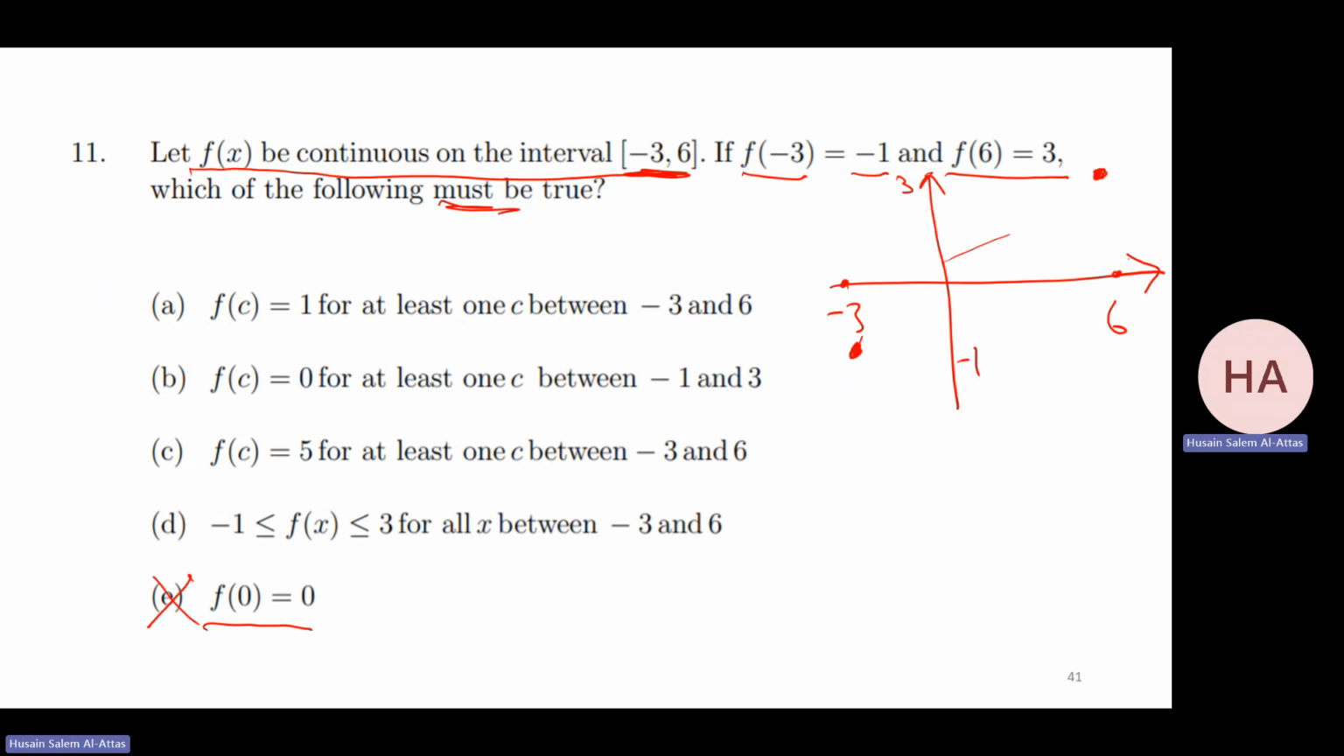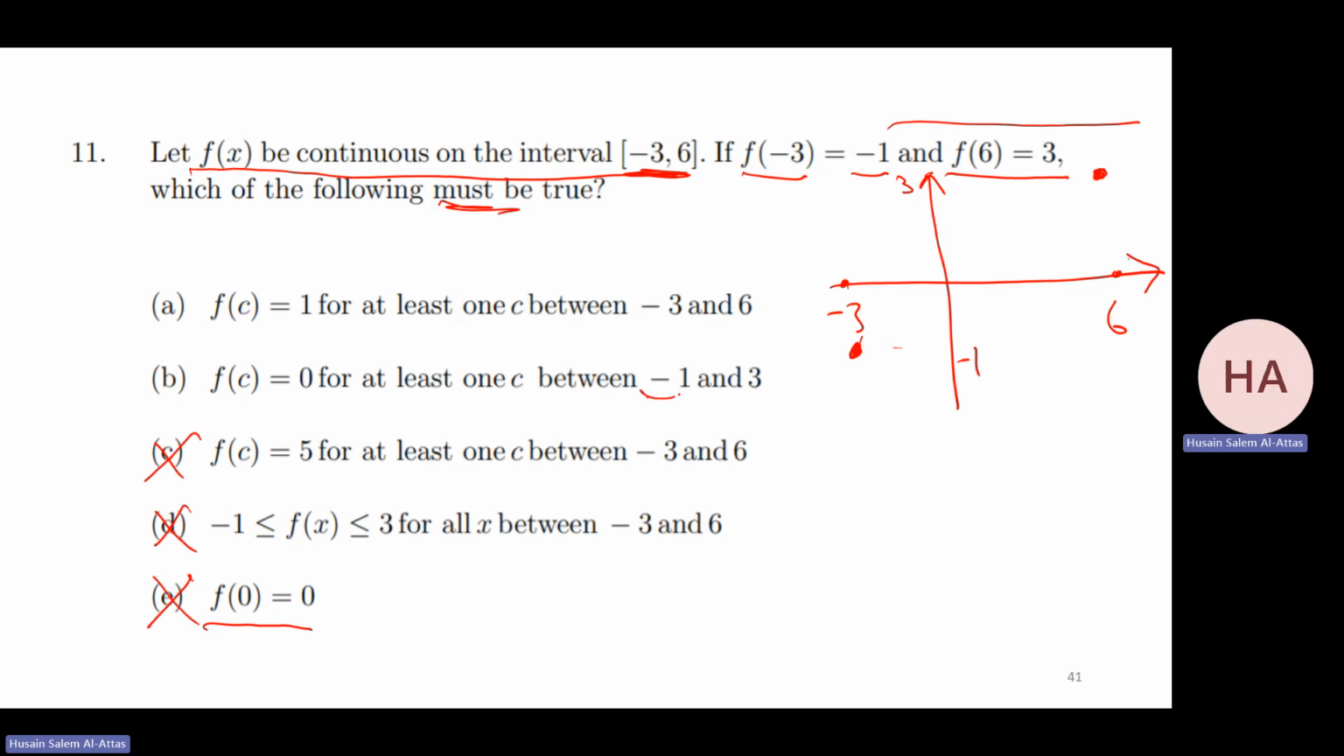f of x between minus 1 and 3? No. I can go like this and go like this. So this is also wrong. If we say f of c equals 5, 5 is here somewhere. No need. I can do like this. So if we say not equal to, no c will make it 0, we'll make it 5.